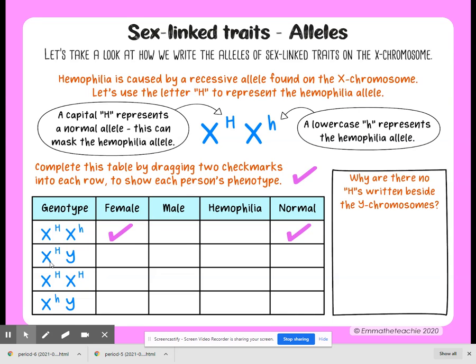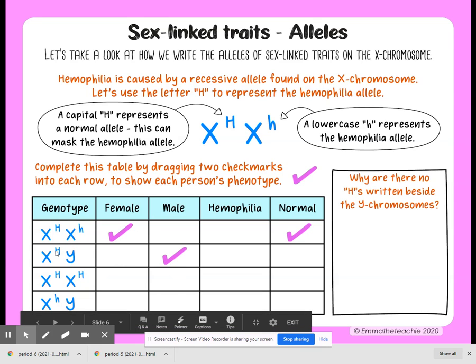The next one, we have X and Y, so this is going to be our male. And they have just the capital H. There is nothing on the Y. So because they have 1 dominant allele, they are going to have the normal blood. Then we have XX again, so that's our female, and they have 2 capital H's, and because they're both dominant, that's going to show us the normal blood. And then we have a male with XY, and because they have a lowercase h and no other h to mask it, this person is going to have hemophilia.